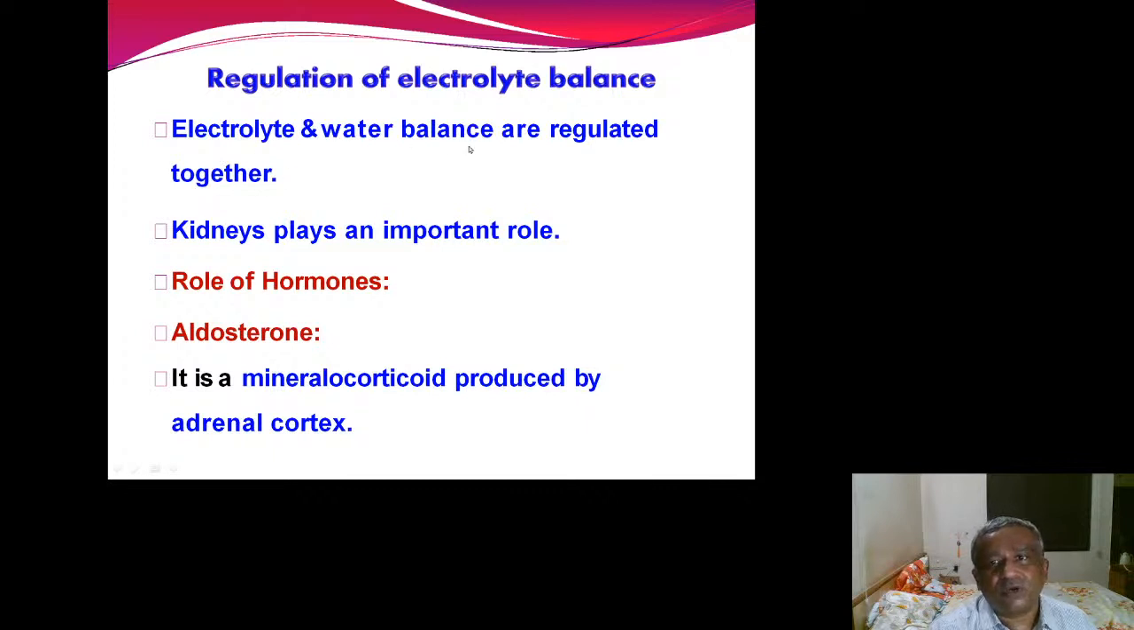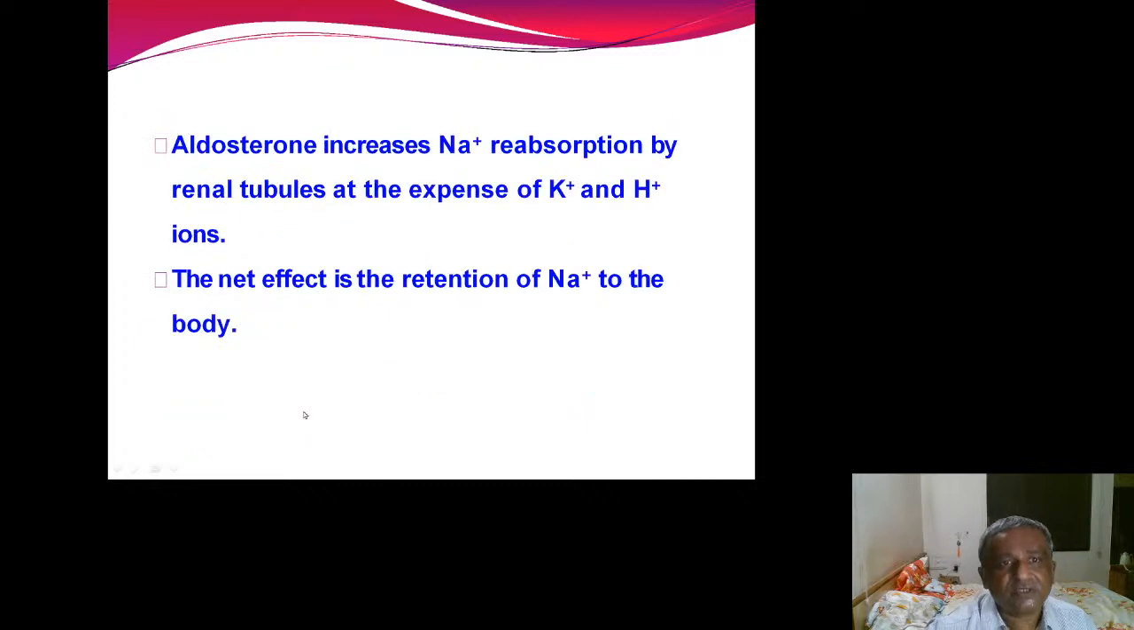The electrolyte and water balance are regulated together. Kidney plays a very important and major role. There is also a role of hormones, which are aldosterone and atrial natriuretic peptide. Aldosterone is a mineralocorticoid which is produced by the adrenal cortex. Aldosterone increases the sodium reabsorption by the renal tubules at the expense of potassium and hydrogen loss. The net effect is the retention of water and sodium in the body.